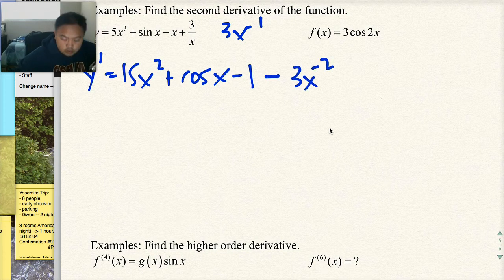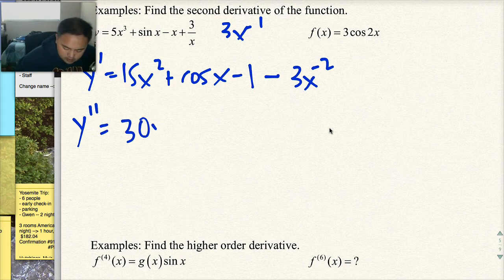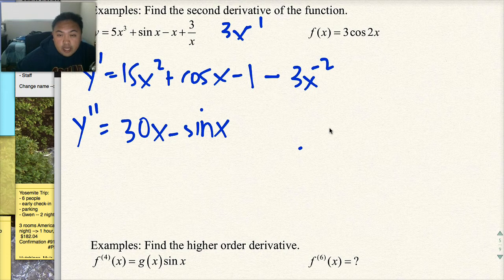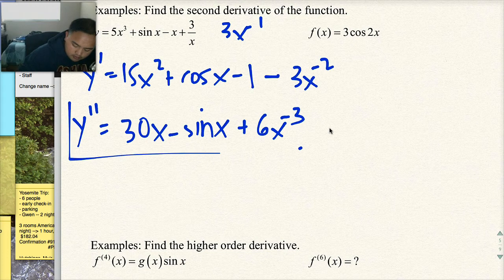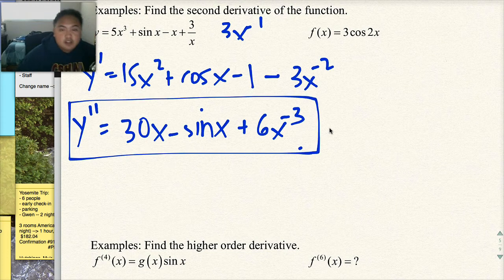But the question asks for the second derivative, so I'm going to call this now y double prime, and I will take the derivative again. 30x, derivative of cosine is minus sine, derivative of 1 is nothing, and derivative of negative 3x to the negative 2, this now will become a plus 6, and this becomes x to the negative 3. And that is how you find higher order derivatives. It's not very difficult. It's all a skill you already know. It's just more opportunity for you to make a mistake. So make sure you check your work.